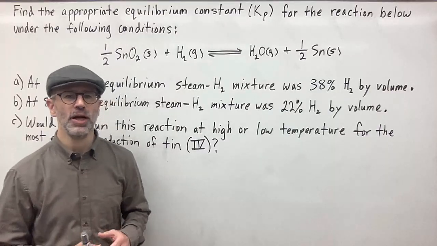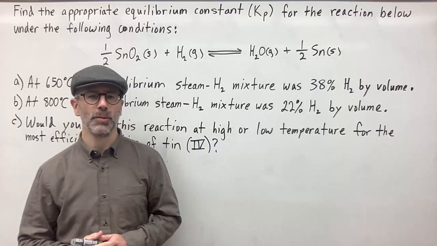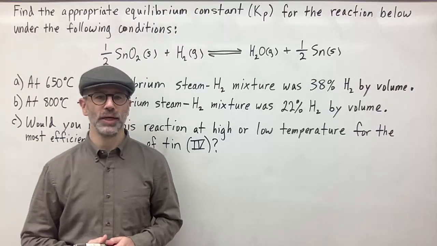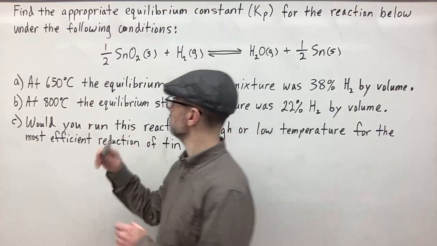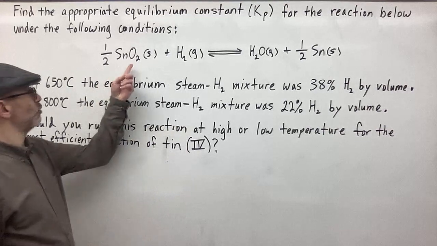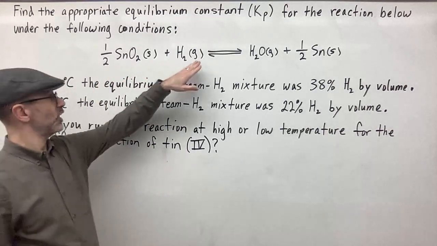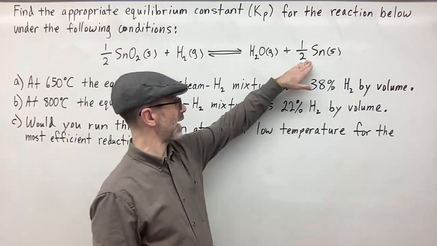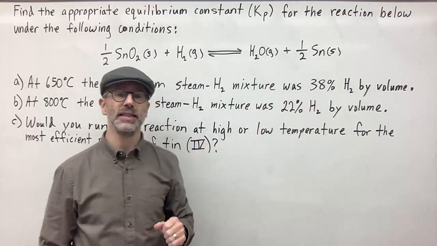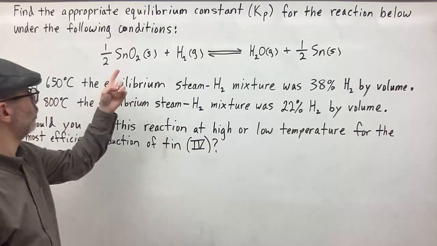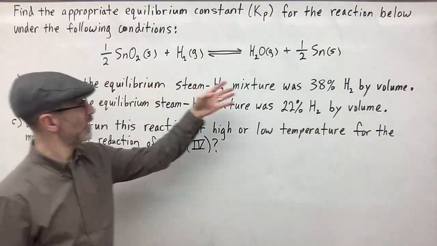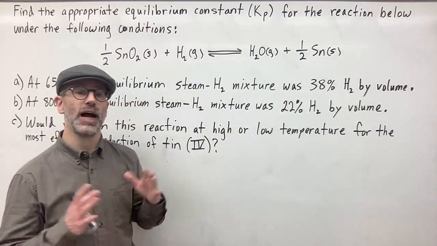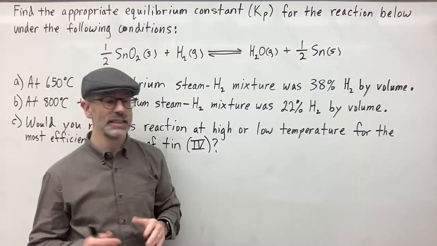Okay, so in this problem, we're asked to find the appropriate equilibrium constant Kp for the reaction below under the following conditions. So here's the reaction they gave us. We have a half SnO2 solid plus H2 gas in equilibrium with water vapor H2O gas and a half of the solid tin. And so the first thing to notice is that the tin(IV) oxide and the tin are in the solid phase, so they're not going to be part of the equilibrium constant expression.